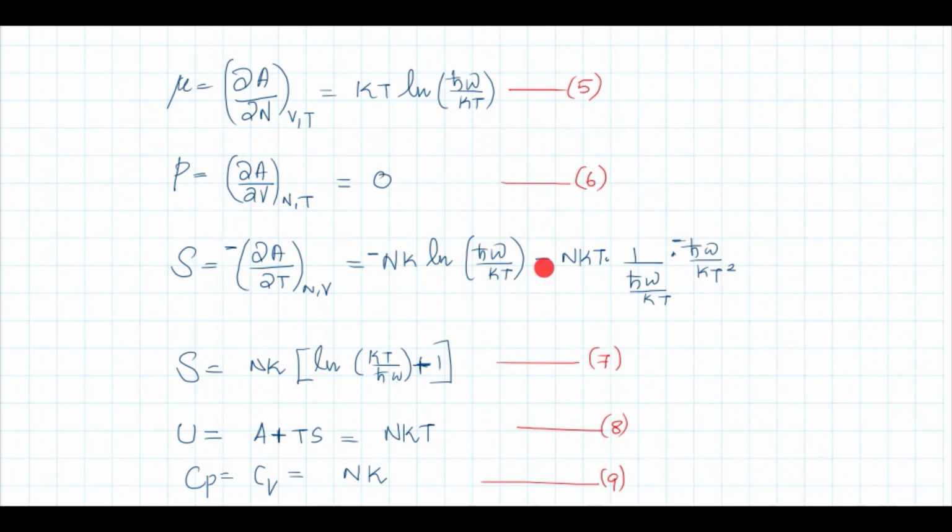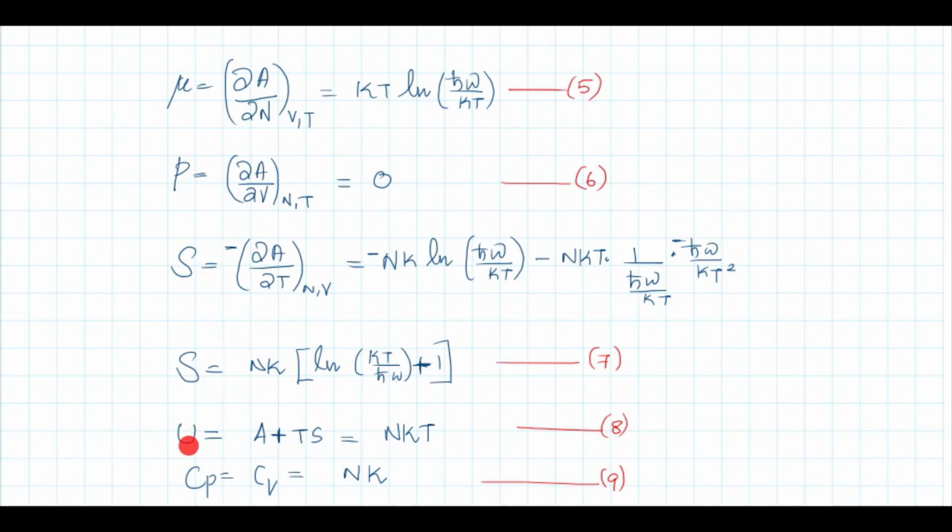And the second term is minus NkT into the derivative of the logarithm. It is 1 divided by (h ν/kT) into function of a function, minus h ν/kT square, because the derivative of 1 by T is minus 1 by T square. Cancel the terms and you will get Nk log. This minus sign again I absorbed into the logarithm and this becomes kT by h ν. So Nk log(kT/h ν) plus 1. Equation number 7. This is the equation for entropy.